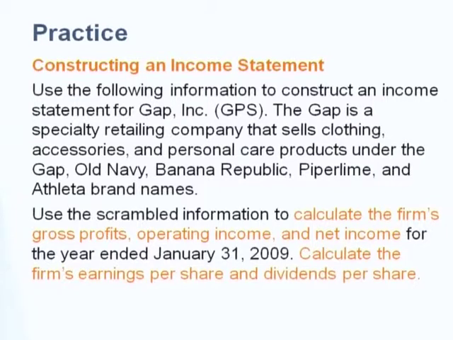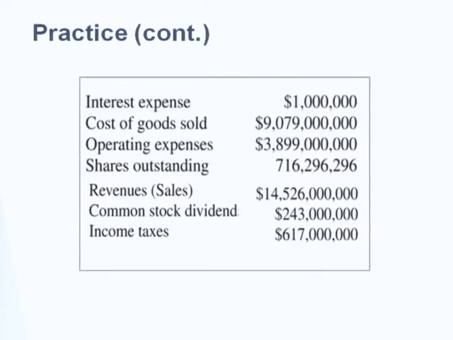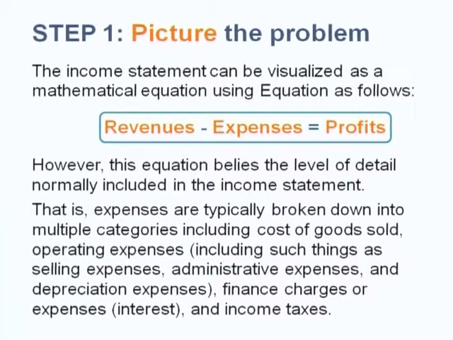So let's practice by constructing the income statement for GAAP Corporation, right? Use the information to calculate the firm's gross profit, EBIT, and net income for the year ended January 31st, 2009. Also calculate the firm's earning per share and dividend per share. So this is the information that the question gives you. Your job is to know the format of the income statement, which one comes first, which one comes later, okay? And then you can put this information into the format, right? This is the structure of the format.